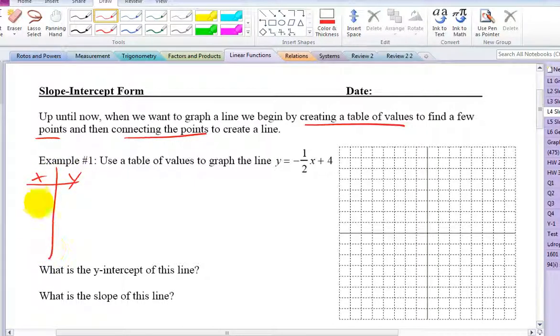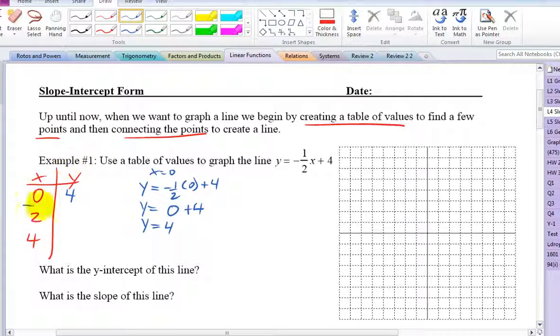When we did that day one, easy points for x would be 0, 1, 2, but Mr. Barker's a mathematician. He knows with a denominator of 2, it's better to use 2 and 4. And you never have to do that, so don't worry about it. But then we'd have to substitute in. So we would say x equals 0, put into our equation, negative 1/2 times 0 plus 4. Anything times 0 is 0, so it's 0 plus 4, and y equaled 4.